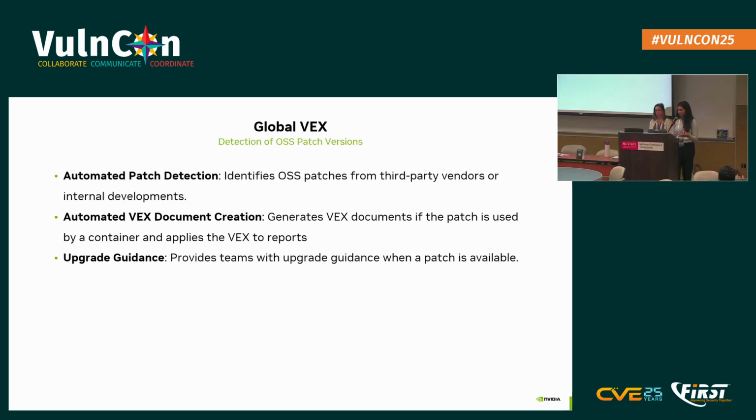We also have a way to use the global VEX to provide upgrade guidance to teams. So whenever the patches do become available, we can enhance the visibility and streamline the adoption of the internally available patch software so that developers that could be trying to mitigate a vulnerability would know that there is a patch version available either from a vendor or internally developed. So this really helps to reduce the noise and streamline how we can globally manage these patch versions.